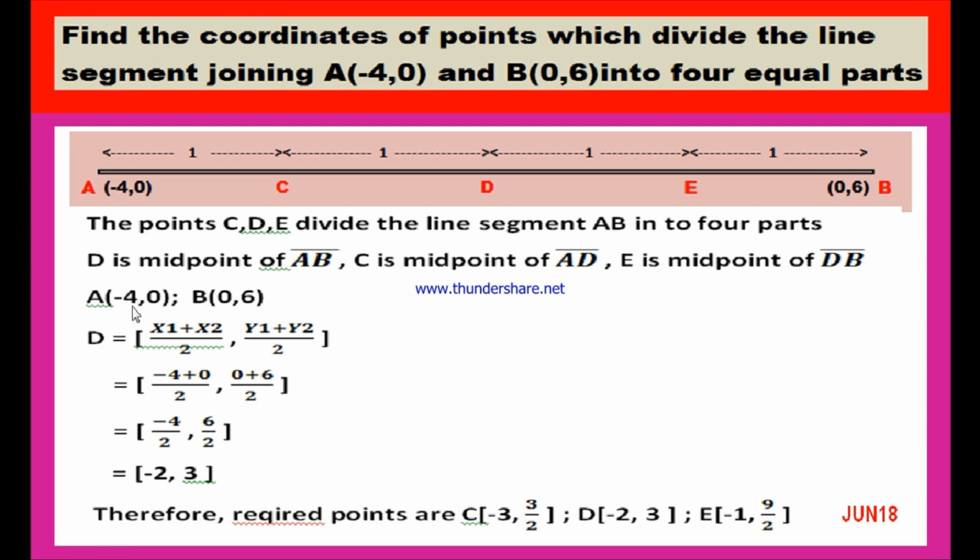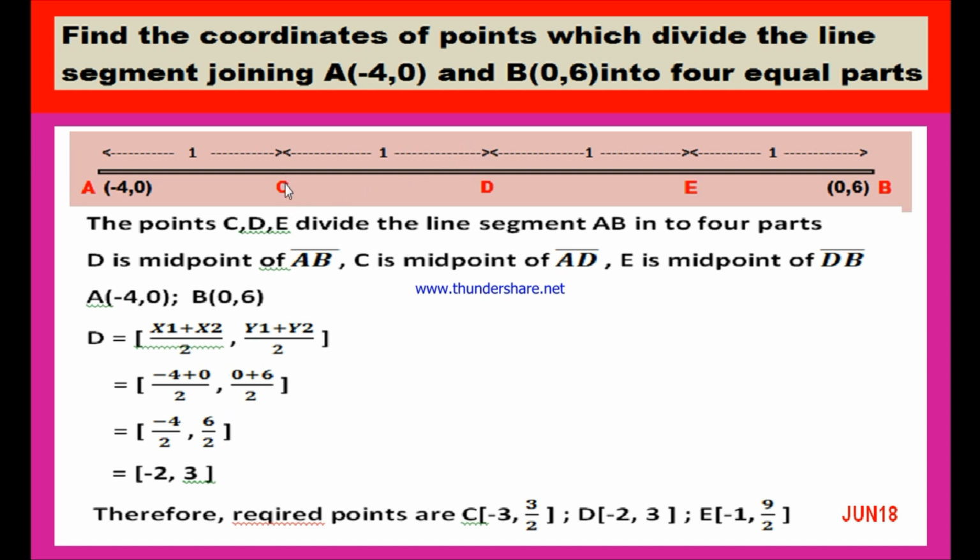Now the coordinates of A are (-4, 0) and the coordinates of B are (0, 6). D is the midpoint. Midpoint formula: (x1 plus x2) by 2, (y1 plus y2) by 2. x1 plus x2 is -4 plus 0 by 2, y1 plus y2 is 0 plus 6 by 2. -4 plus 0 is -4 by 2, which is equal to -2. 0 plus 6 is 6 by 2, which is equal to 3. That is, we get the coordinates of D.